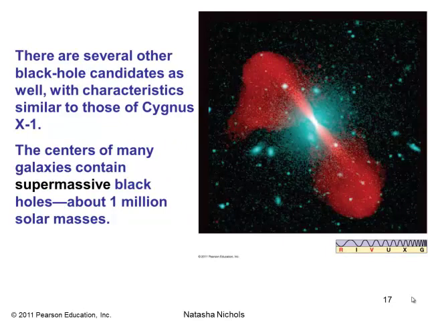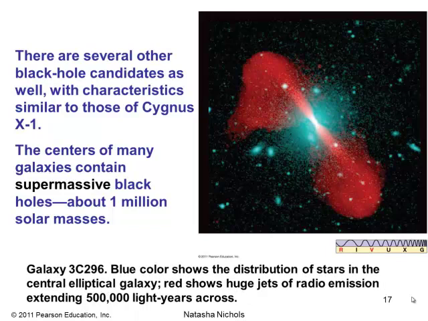Now, there are several other black hole candidates as well, with characteristics similar to Cygnus X1. In fact, the centers of many galaxies contain what we call supermassive black holes that have masses of millions of solar masses. This is galaxy 3C296. The blue color shows the distribution of stars in the central elliptical galaxy, and the red shows huge jets of radio emission extending 500,000 light-years across.